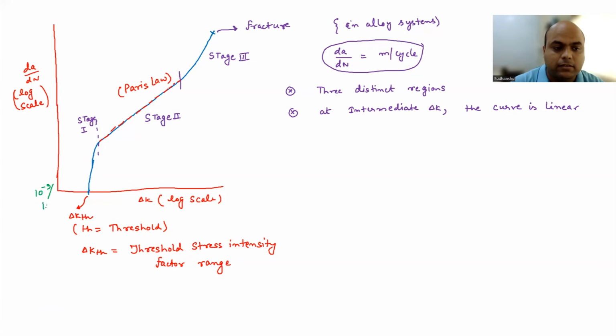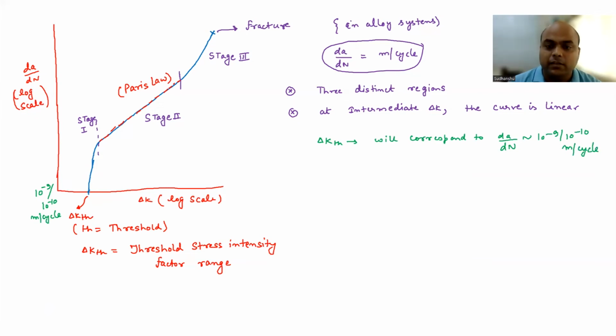Okay. And this particular value will correspond to about 10 to the power minus 9 to 10 to the power minus 10 meter per cycle. Okay. So delta KTH, this is the threshold stress intensity factor range. So this will correspond to a dA by dN value of 10 to the power minus 9, 10 to the power minus 10 meter per cycle.